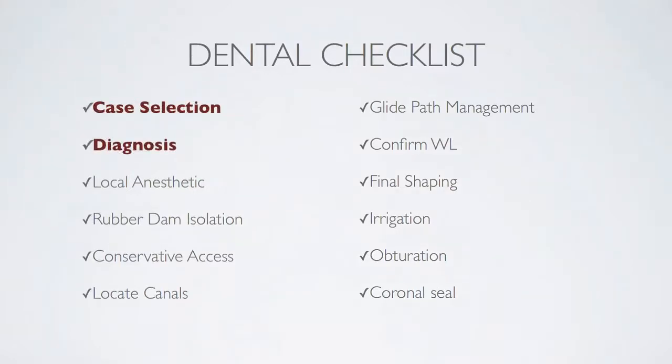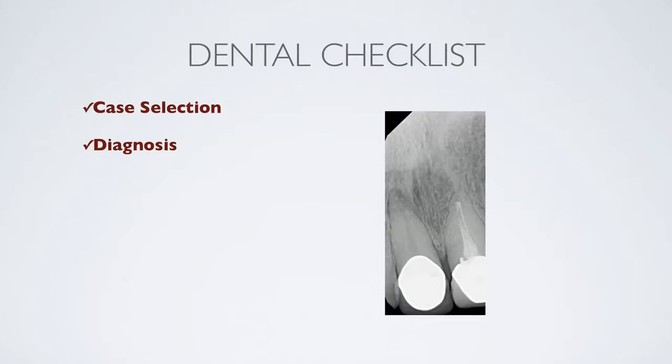Let's tackle the first 2, case selection and diagnosis. Before we decide to take on this case, we should make sure that it can be performed in our office safely, thoroughly, and efficiently. As we can see in this case, the main canal either furcates or has a large lateral canal approximately 3/4 of the way to the apex.